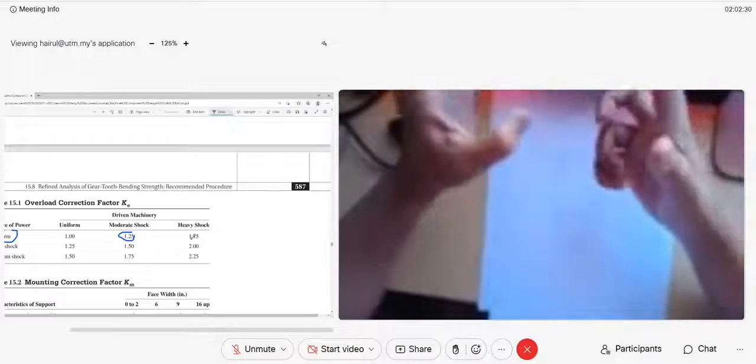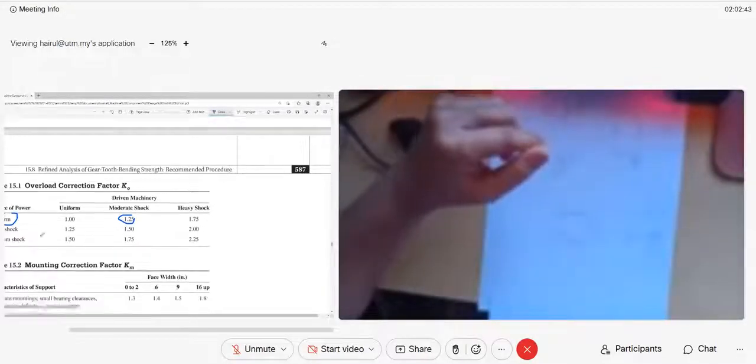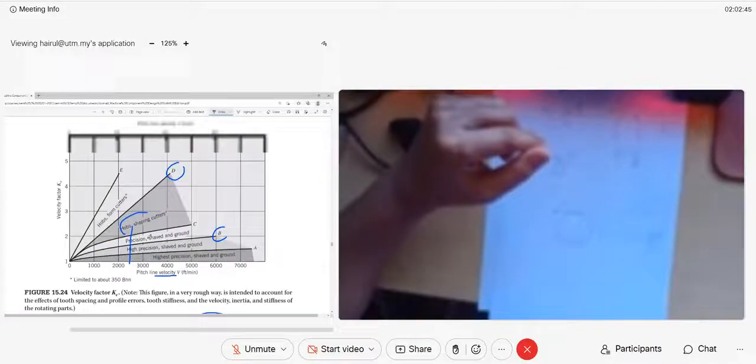Maybe heavy shock is more on crunching, like crunching woods or stone. That is heavy shock, like a crunching machine. Then you go to 1.25. That will be your KO. Source of power comes from your source of power, be careful, but so 1.2. That will be your overload factor.